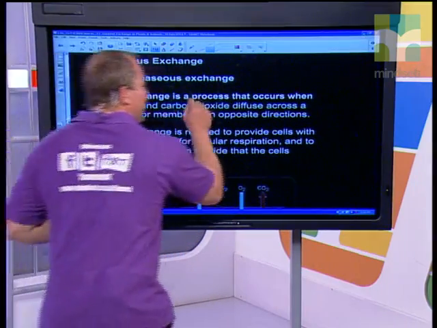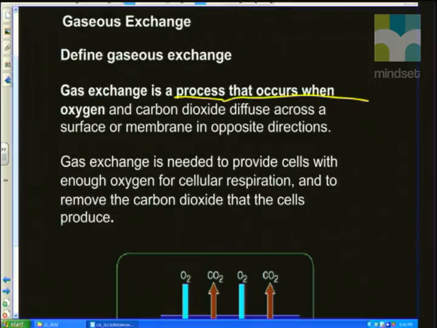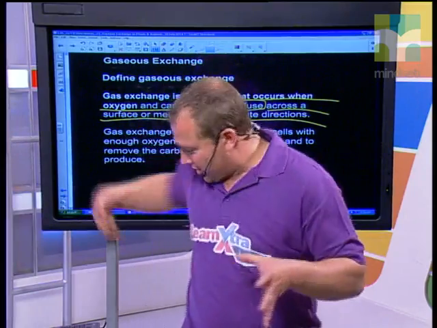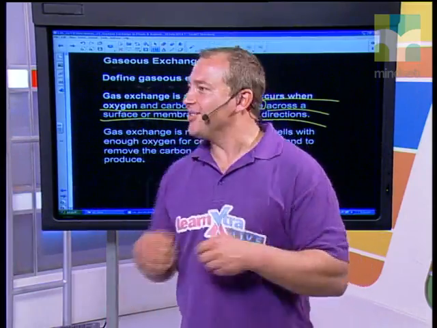Gaseous exchange is a process that occurs when oxygen and carbon dioxide diffuse. Why not osmosis? Diffuses, very important. I'll tell you why not osmosis. It diffuses across a surface or membrane in opposite directions. Let me put it this way: it is when oxygen and carbon dioxide change places across the membrane. How cool is that?